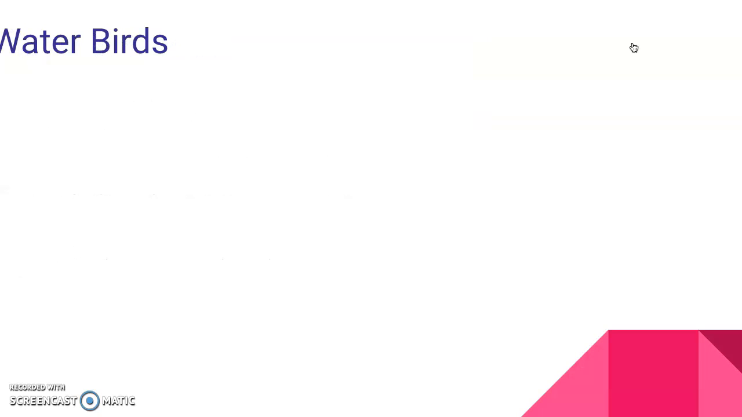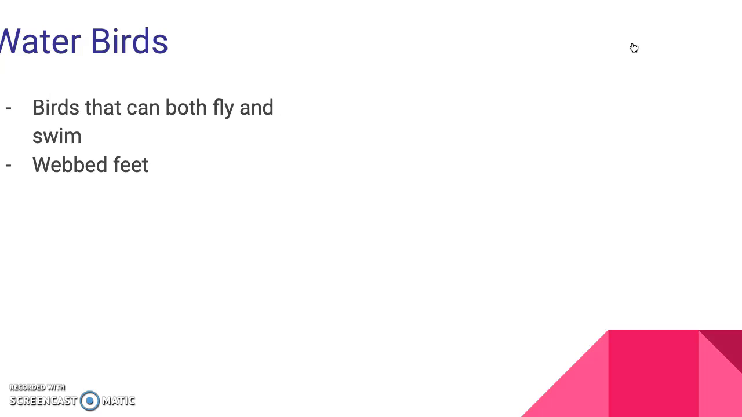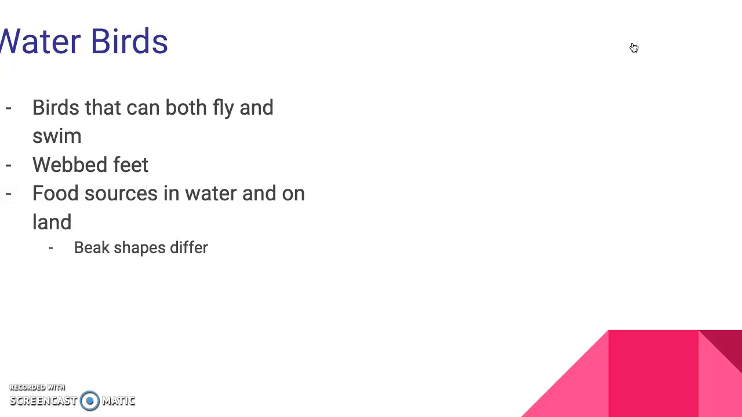Water birds is the next category. So they both can fly and swim, which is why penguins aren't generally categorized here, because penguins do not fly. They have webbed feet in general, and their food sources can come from water and land. So the beak shapes differ because of this, because some beaks are made to catch insects, while other beaks are made to crack nuts, and other beaks are made to get fruit.